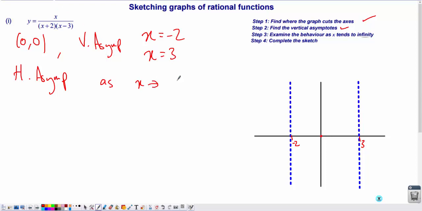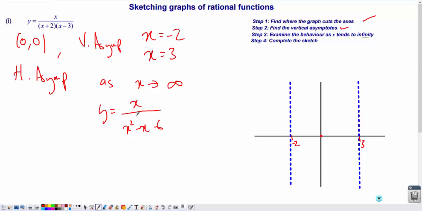As x tends to infinity, what happens to my graph? Well, y is equal to x over, and I'm going to expand my denominator: x squared plus 2x minus 3x is minus x, minus 6. Now, I'm going to divide top and bottom. In general, but you could, just by looking at this, probably imagine what happens as x gets infinitely big.